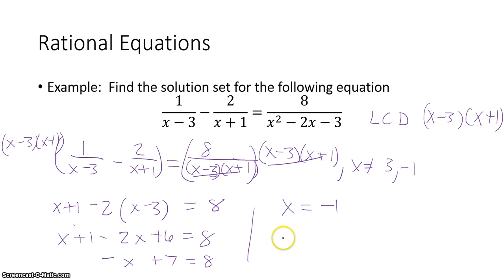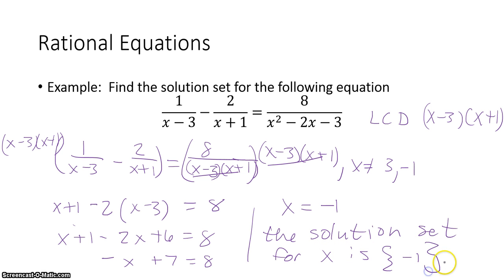Okay. Now again, look back to your instructions and make sure you answered the question properly. This one asks us to find the solution set for the following equation. So we need to conclude with the solution set for x is minus 1. Good.